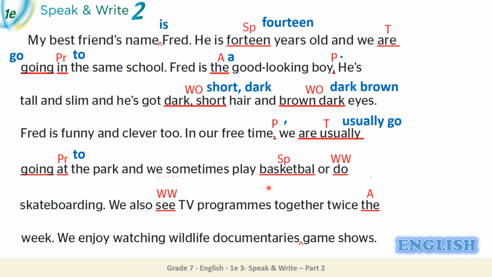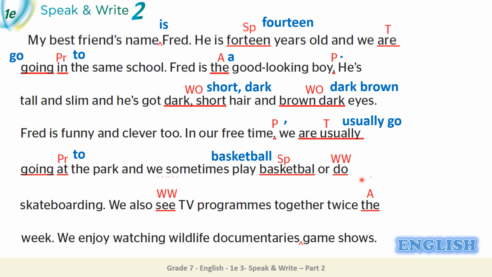That's perfect. SP means it's a spelling mistake. And the correct spelling is basketball. That's perfect. Now, how about "do" or "go" skateboarding? What is the correct answer?